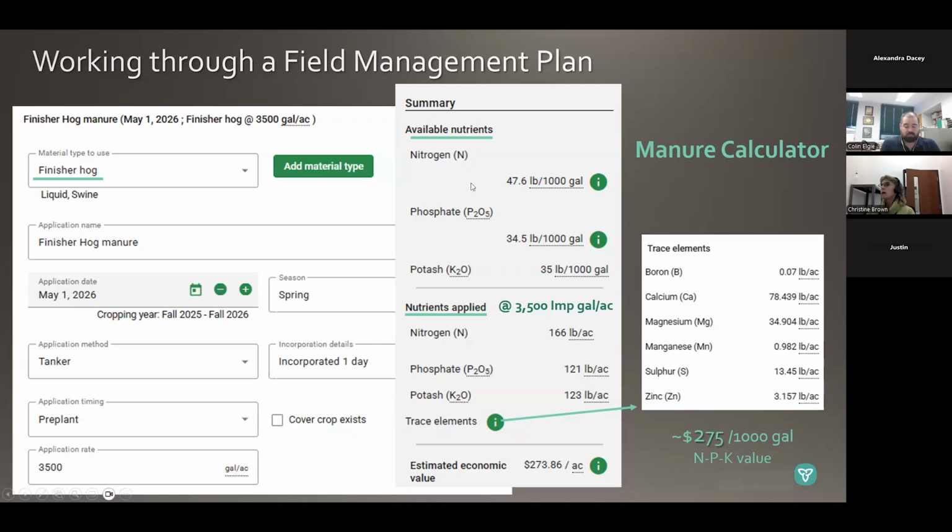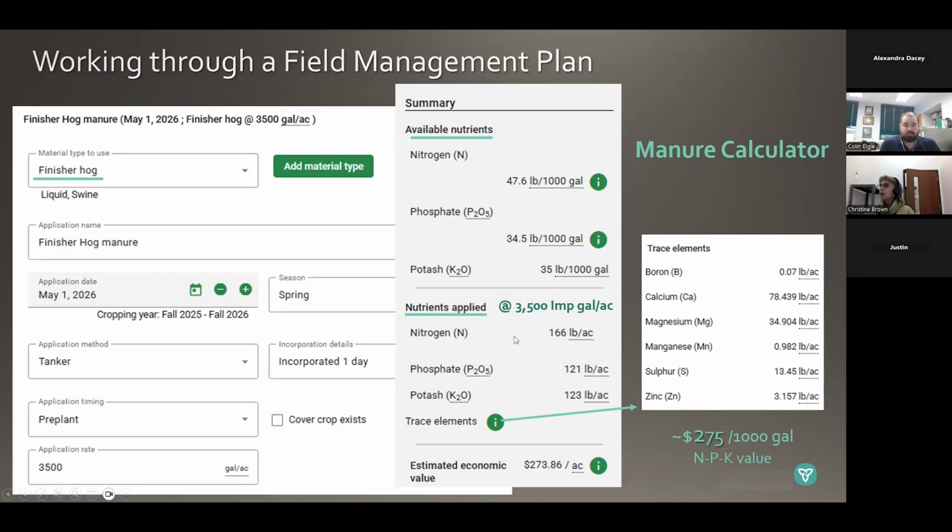So I would expect about almost 45 pounds of nitrogen per 1,000 gallons, about 35 pounds of phosphorus, and about 35 pounds of potash. So if I'm applying at 3,500 imperial gallons per acre, I'm going to meet a little bit more than 75% of my nitrogen requirements. I'm going to meet more than the phosphorus and more than the potash. So basically, I'm looking at a little bit of build.